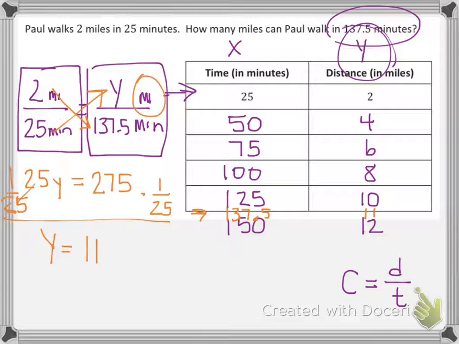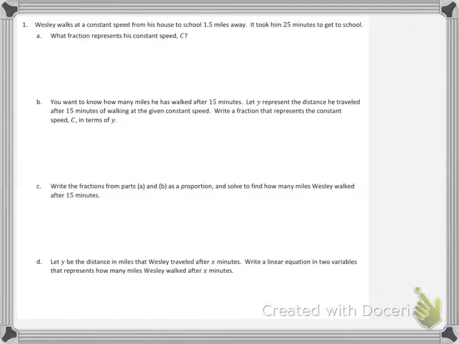All right, so we're going to use that idea of constant rate is distance over time, and we're going to use that to set up a proportion so that we can use our means extremes technique to create a linear equation and then solve for the missing variable.